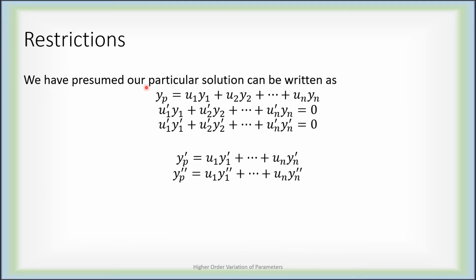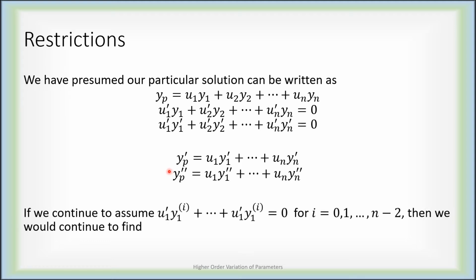So we have presumed that our solution has the form we've been using. We assumed that the sum of ui prime times yi was 0, which we used to derive that yp prime had a particularly nice form. Then we assumed that the sum of ui prime yi prime was 0, which we used to derive that yp double prime had a fairly nice form. We continue to assume that ui prime times higher and higher derivatives of the yi add up to 0, for i going from 0 and 1 up to n minus 2.